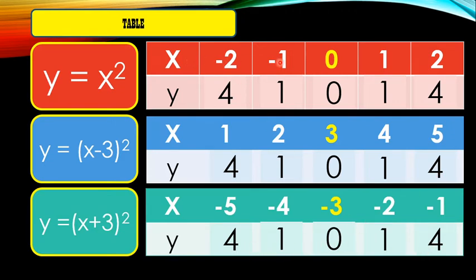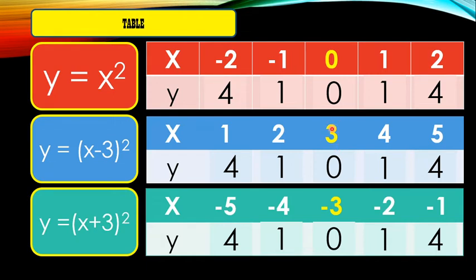While the values of x here are different, because the value of x depends on the value of h in our given. Since our h here is 0, we put 0 in the middle of our table. While the h here is positive 3, so we put positive 3 in the middle. And we have here negative 3 for h, so we put negative 3 in the middle. And don't forget to write the numbers to the right side of 0. So the numbers to the right side of 0 are 1 and 2. To the left side of 0 are negative 1 and negative 2.